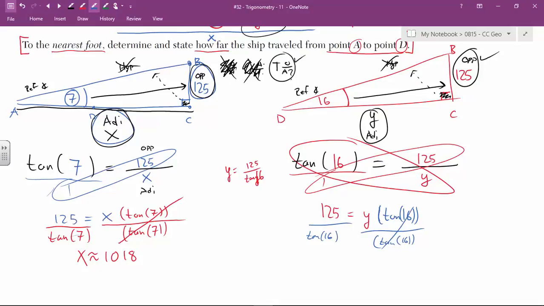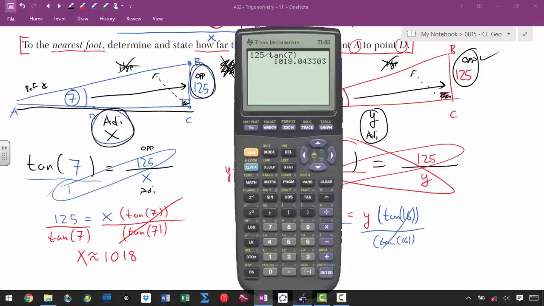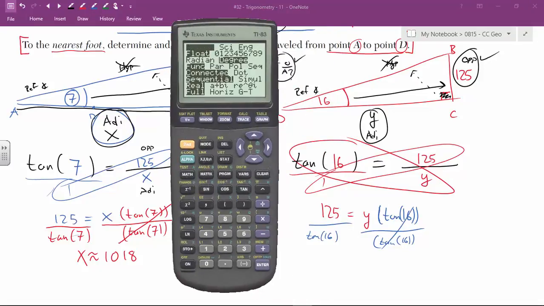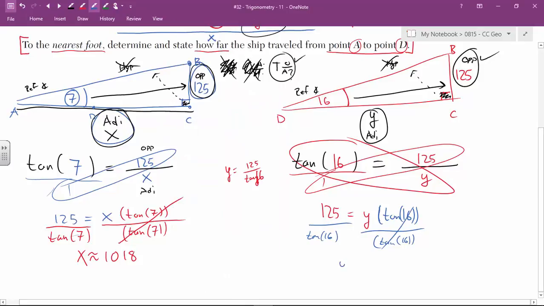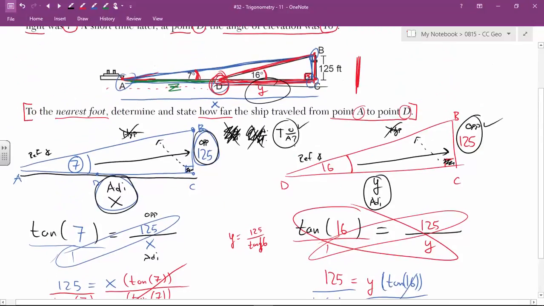So to figure out y, I just do on my calculator, which is in degrees, 125 divided by the tangent of 16. And once again, we're rounding to the nearest foot. So I have 435, but my decimal, my tenths place is a 9. So I have to round that 5 to a 6 and then drop all the decimals. So y is about 436. Y is approximately 436.